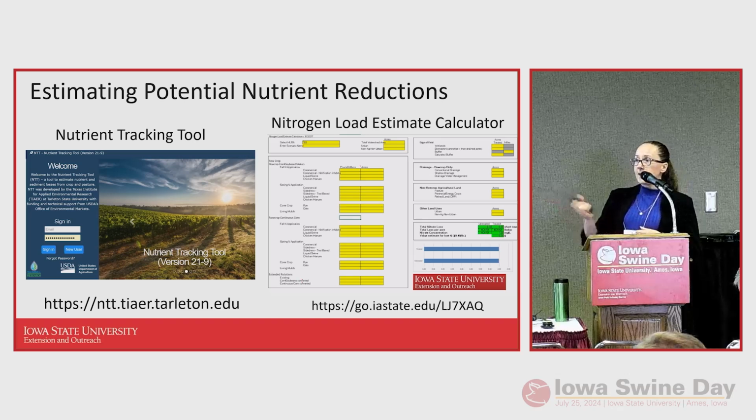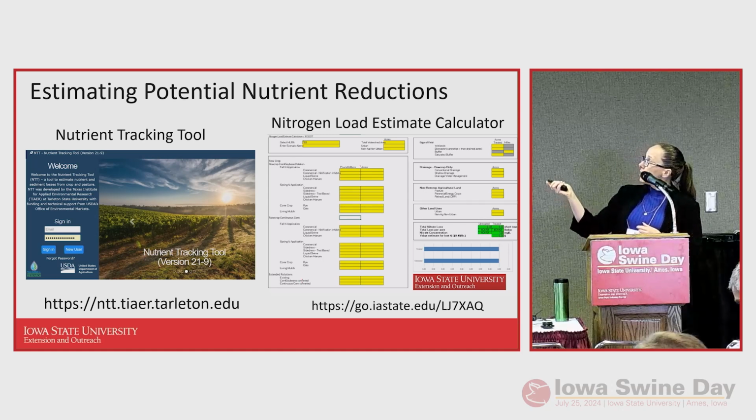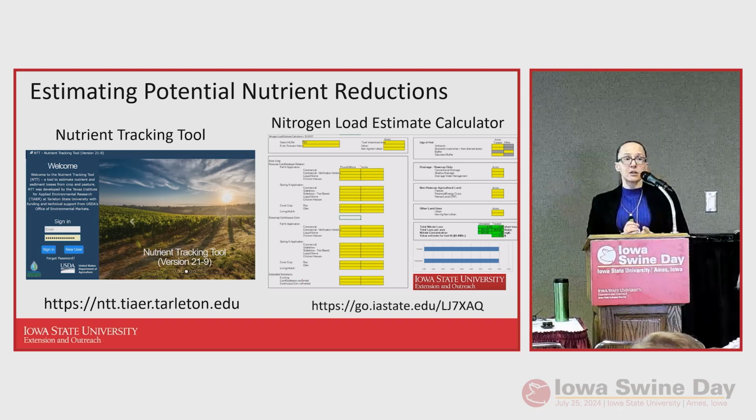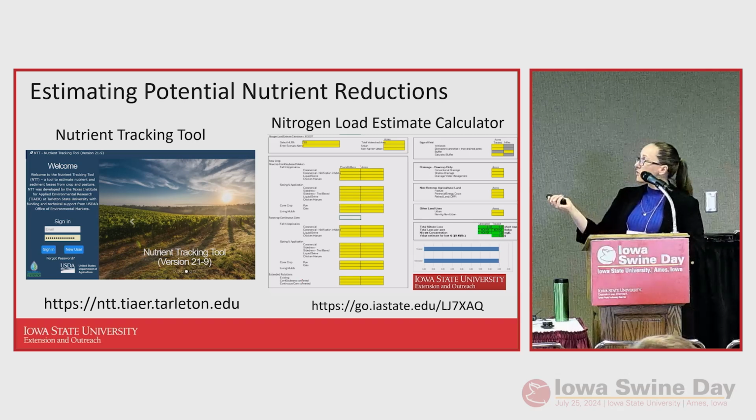The nutrient tracking tool is designed to be used at the field scale. There's some flexibility with the nitrogen load estimate calculator. The calculator can be used either at the field scale, at the farm scale, or the watershed scale. It really depends on what you're interested in looking at.